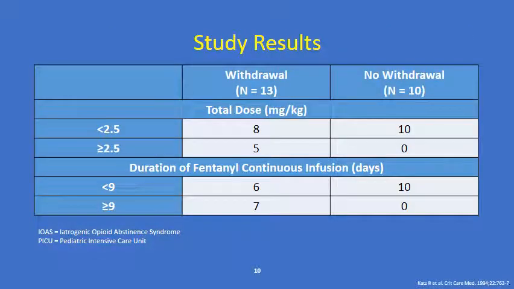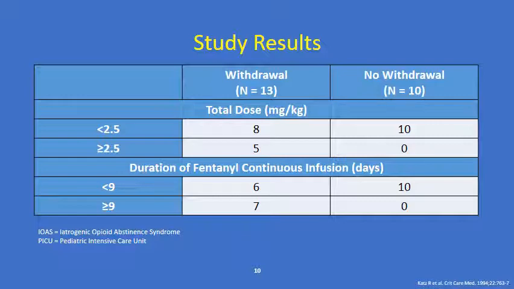And essentially looking at the results, two main things they were looking at was, is there a certain dose associated with withdrawal, and is there a certain duration of the fentanyl exposure that's associated with withdrawal. And what they found is a cutoff point of 2.5 milligrams per kilogram cumulative dose of fentanyl. If the dose was less than that, some of the patients demonstrated withdrawal, where some did not. However, for all the patients that had greater than or equal to 2.5 mg per kilo cumulative dose, they all demonstrated withdrawal symptoms.